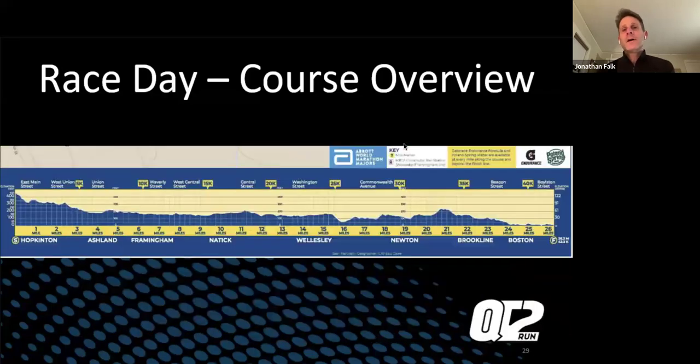So this is the course topography. Again, this is something you can find on the Boston Marathon website or in the materials you get. I'm sure you've probably already seen it, but you can see a pretty steep downhill with a couple of little ups along the way, in the first 4.5 to 5 miles, and then it's rolling hills. I'll break this down shortly, but you get a sense of this.